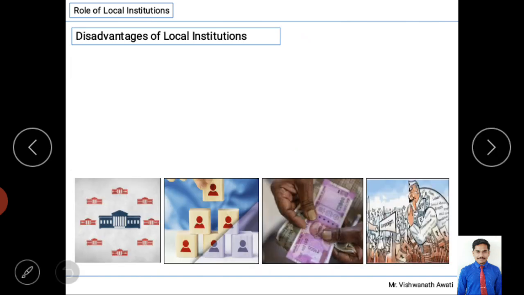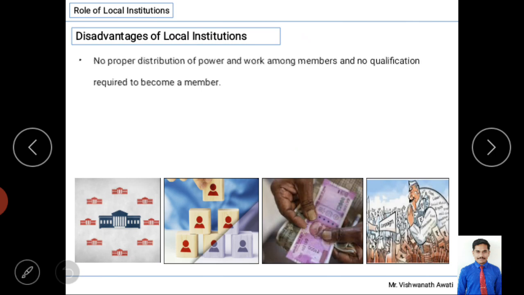So next we'll go for disadvantages of local institutes. I'll not call them disadvantages, but limitations. Some limitations will be there, right? We'll see what kind of limitations. Very simple, very normal limitations, right?